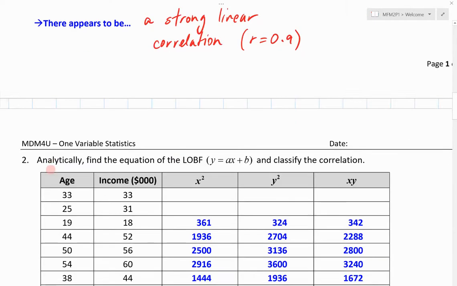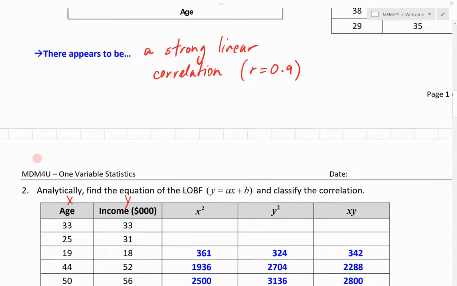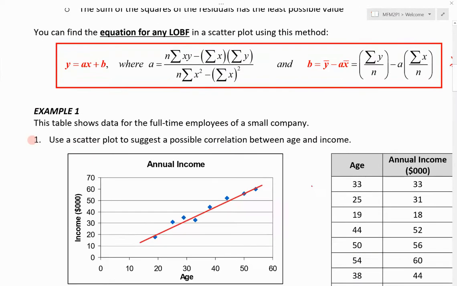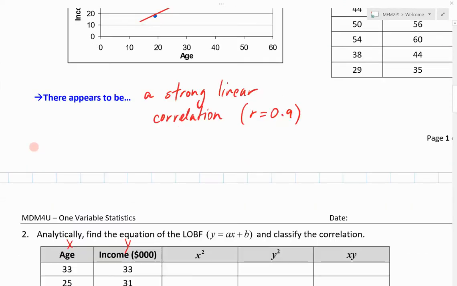So let's look at calculating this line of best fit. Analytically find the equation for the line of best fit and classify the correlation. I set this up in a table. If I ever give you a question like this, I'm going to set up a table for you to easily do this. You have your ages here. X is your x values, your age. Income is your y values. So calculate the x squared and the y squared. The reason you need to calculate x squared and y squared is because it will help us find some of these values.